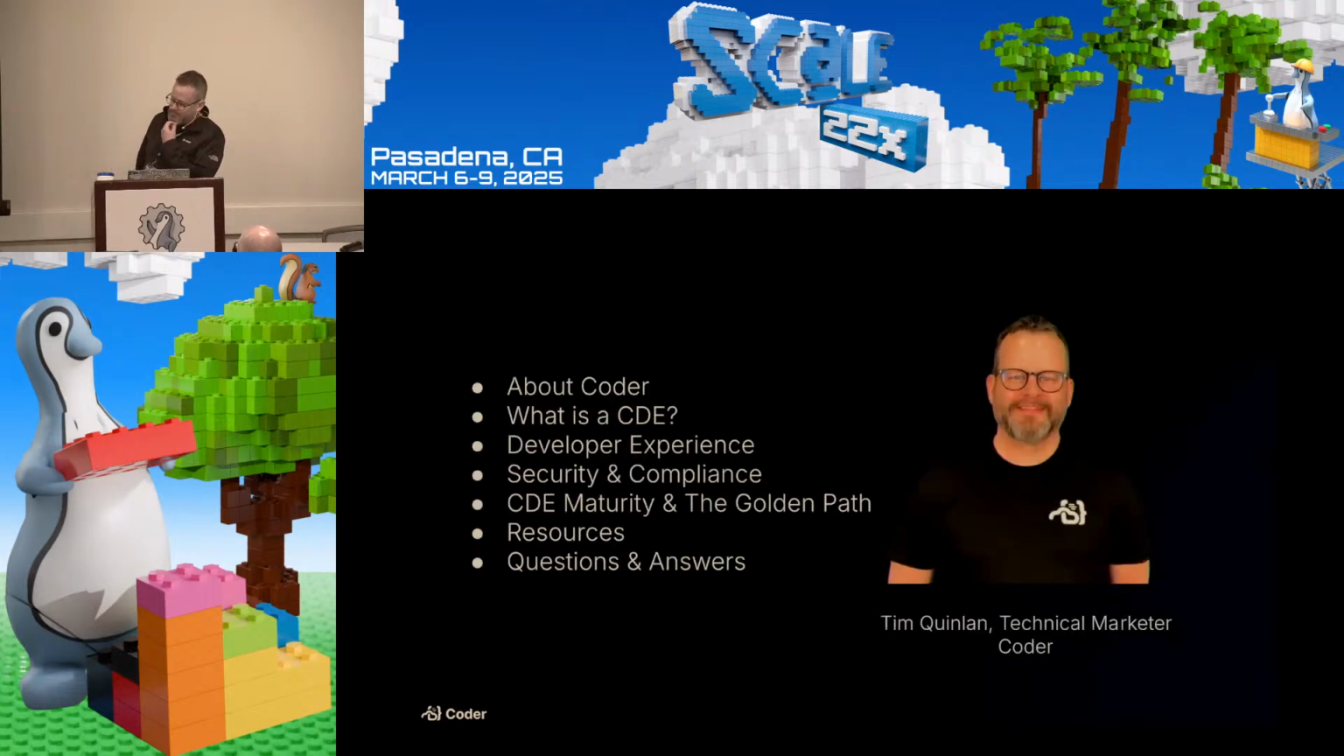So today, the agenda, we'll talk about Coder, the company. We are a company. We do have employees and we do make money, but this isn't a pitch, right? But we'll talk about the company a little bit. Then we'll talk about what is a CDE, what the developer experience with a CDE is like. Then we'll talk a little bit about security and compliance. And then we'll get into the meat of it, and that is the CDE maturity model and the developer golden path and how they're intertwined. Then I'll have some resources for you, and then we can do some Q&A.